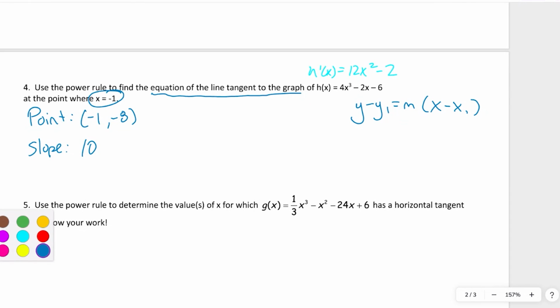So now I've got my point, I've got my slope. Now I can just plug everything into my point slope form. y plus 8 equals 10 times x plus 1.